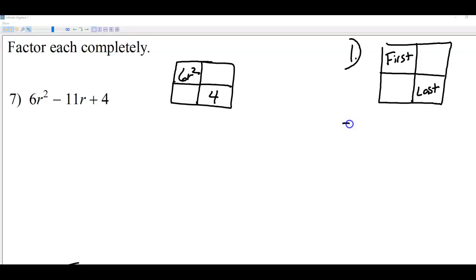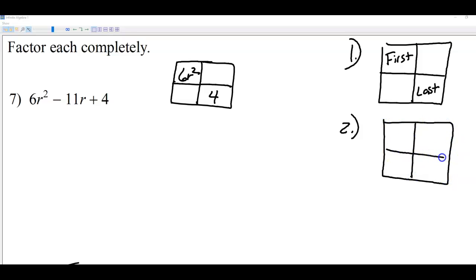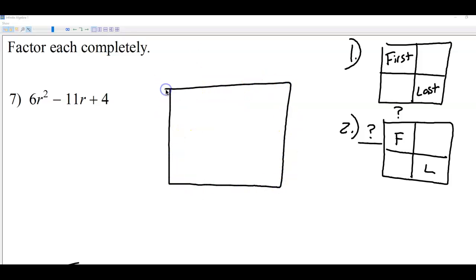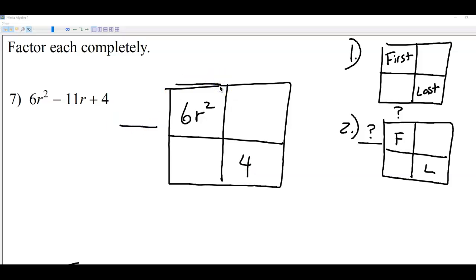Now, the second step is, I'll just put F and L here. We're going to try to guess what these numbers are. So what times what will give me 6r squared? I'm going to make this a little bit bigger. What do you guys think? What makes 6r squared? What times what? 2r and 3r.